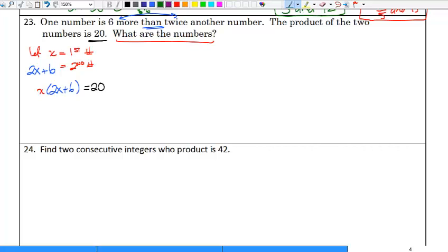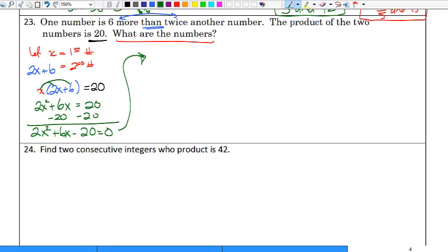To get the rest of your points, you need to solve it. So I'm going to distribute and get 2x squared plus 6x equals 20. I'm going to move the 20 over so that I have one side equal to 0: 2x squared plus 6x minus 20. Now, when I need to factor this, it looks like there's a GCF here. That's awesome news for us. When you factor out a 2, the leading coefficient turns from being a number other than 1 to 1. So, yay, now it's an easy trinomial. That is good news for us.